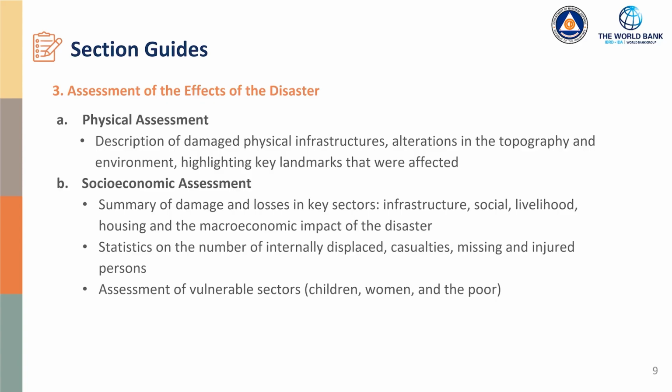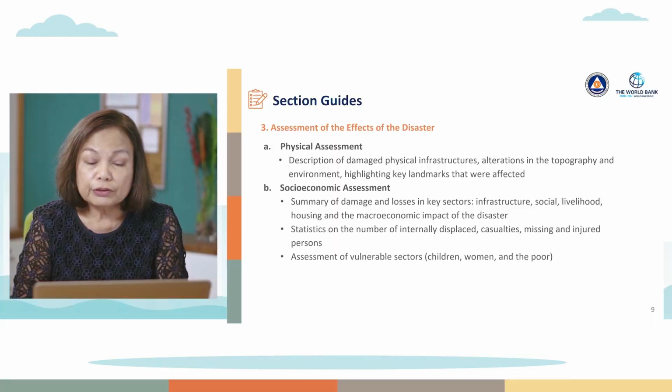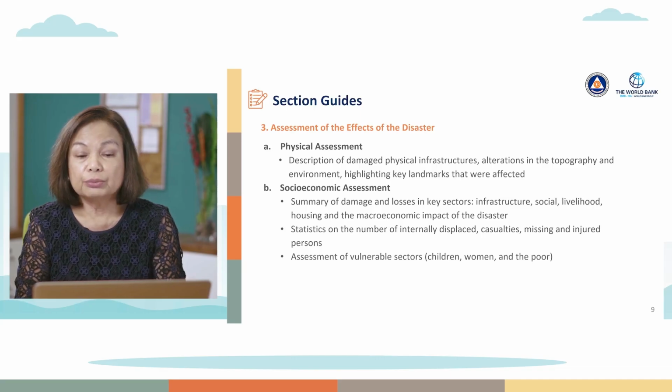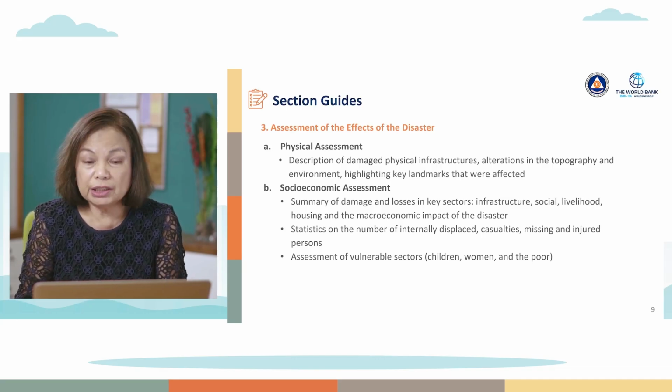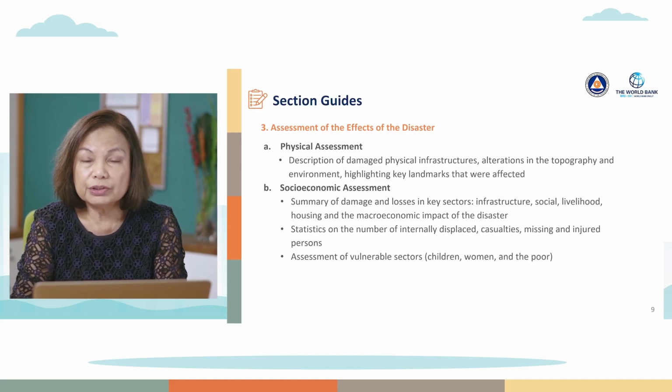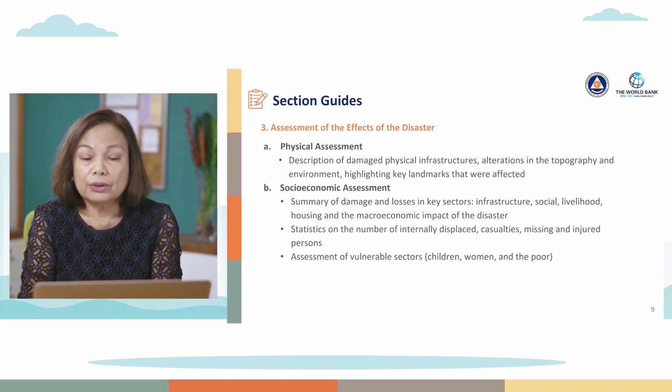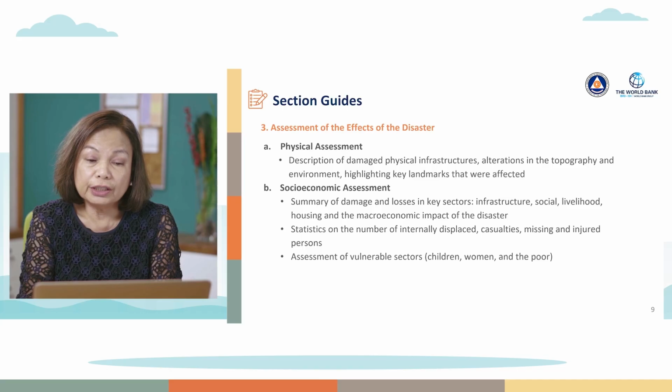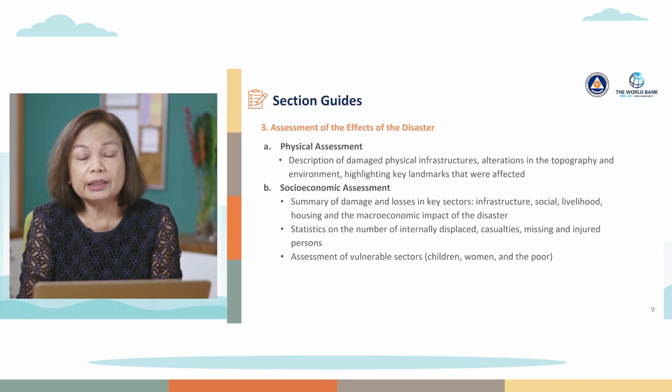The next component is an assessment of the effects of the disaster. This involves both the physical assessment and the socio-economic assessments. So for the physical assessment, this will include description of the damaged physical infrastructures, like bridges, roads, buildings na nasira because of the disaster, or alterations in the topography and environment, highlighting key landmarks that were affected.